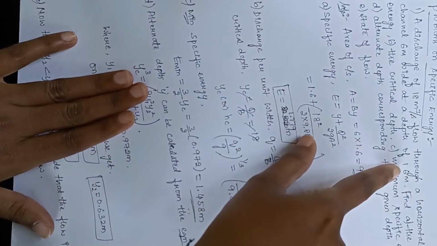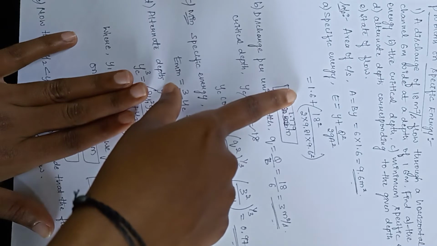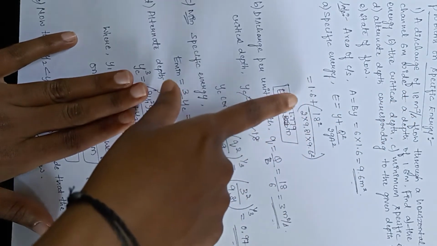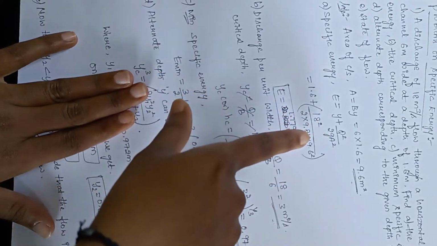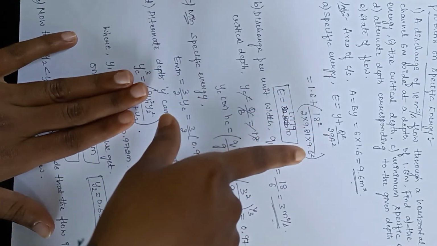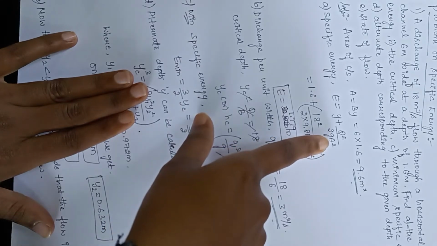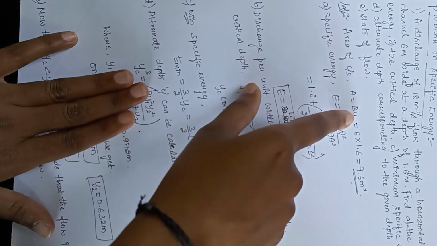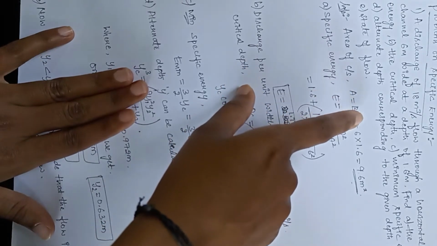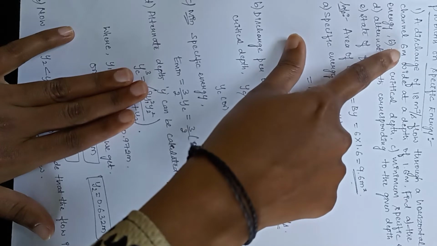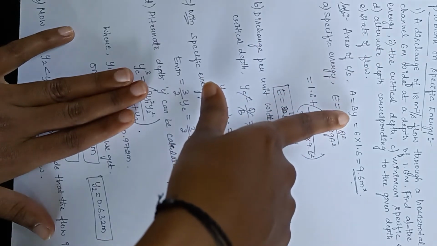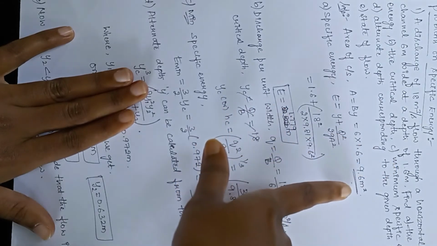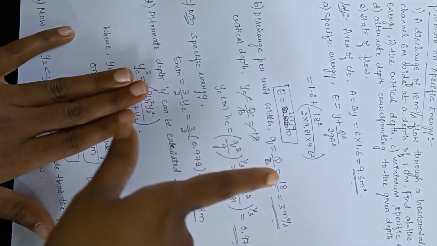Y, the depth of flow, is 1.6 meter, plus Q, the total discharge of 18 cumecs, squared, divided by 2 into 9.81, the value of G, into A square. A represents the cross-sectional area. To find the area we have the formula B into Y, where B is the width of the channel and Y is the depth of flow. So 6 is the width and 1.6 is the depth. On multiplying this we get an area of 9.6 meter square.